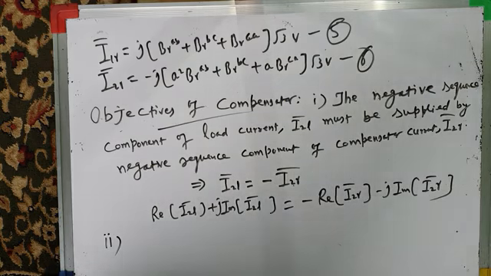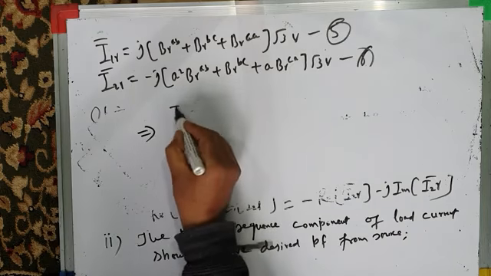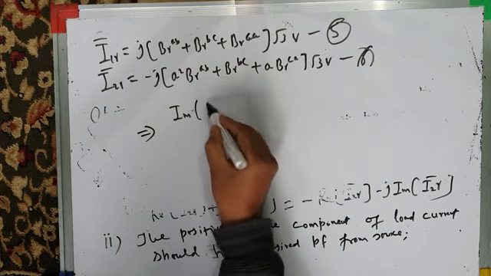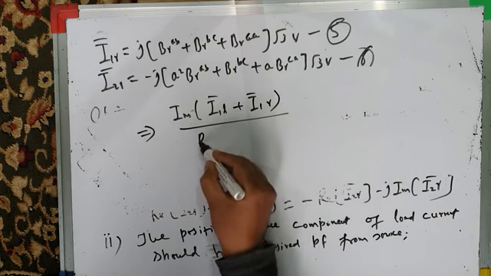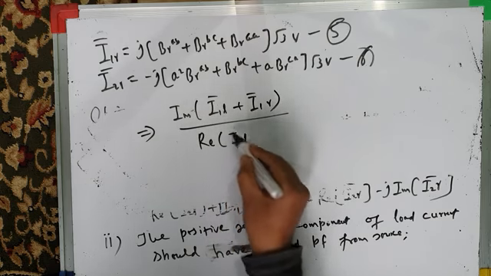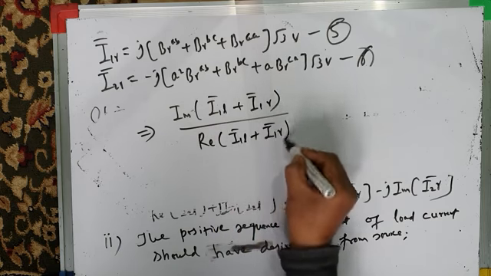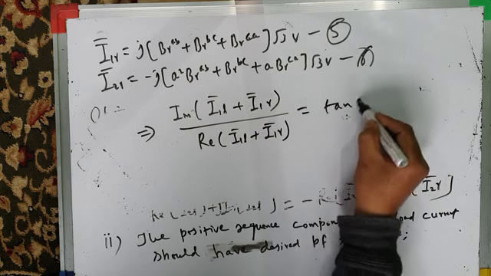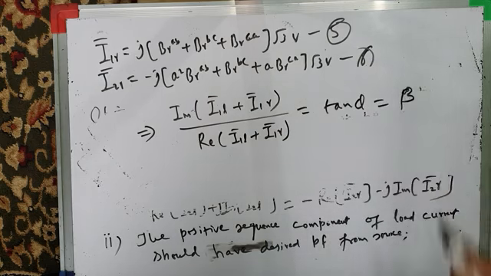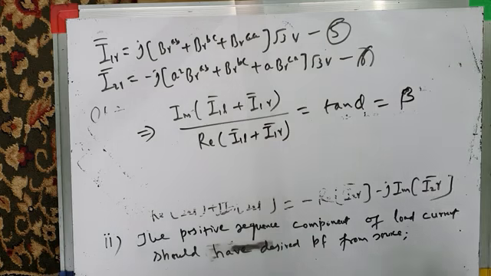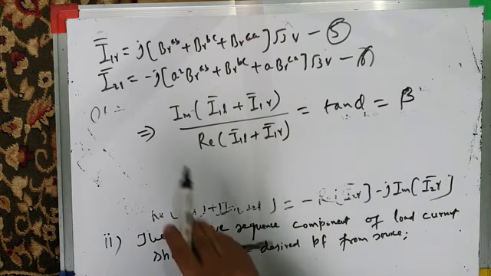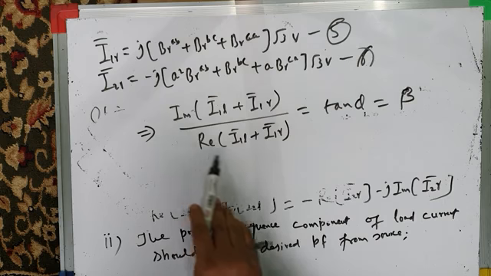how do you define the power factor? You define it as the imaginary part of the positive sequence component of load current plus positive sequence component of compensator current, divided by the real part of the positive sequence component of load current plus positive sequence component of compensator current. That is equal to tan phi, and that is equal to, let us say, beta. I want a power factor angle beta. It may be unity or very close to unity. And what is that power factor angle given by? That is given by imaginary part by real part.